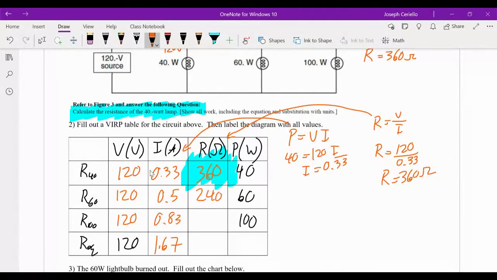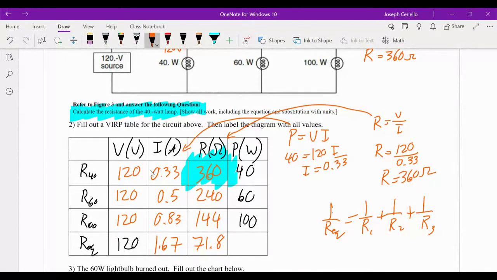This ends up being 240, V divided by I, and this one ends up being 144, I believe. Do not add up your resistors. Remember, to get your total resistance, you would have to do 1 over R equivalent. But guess what? You can just do V over I again, okay, and get 71.8. But check it out, see if it works out. So 1 over R equivalent equals 1 over R1 plus 1 over R2 plus 1 over R3. And that should work out for you.